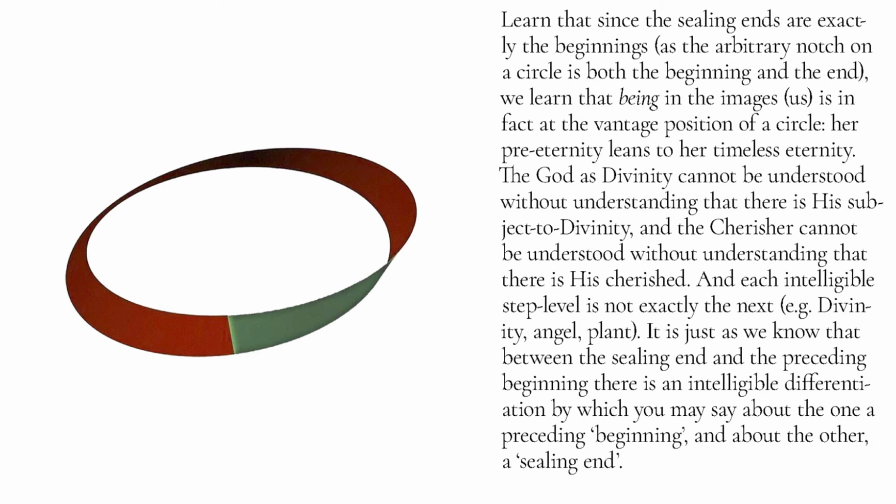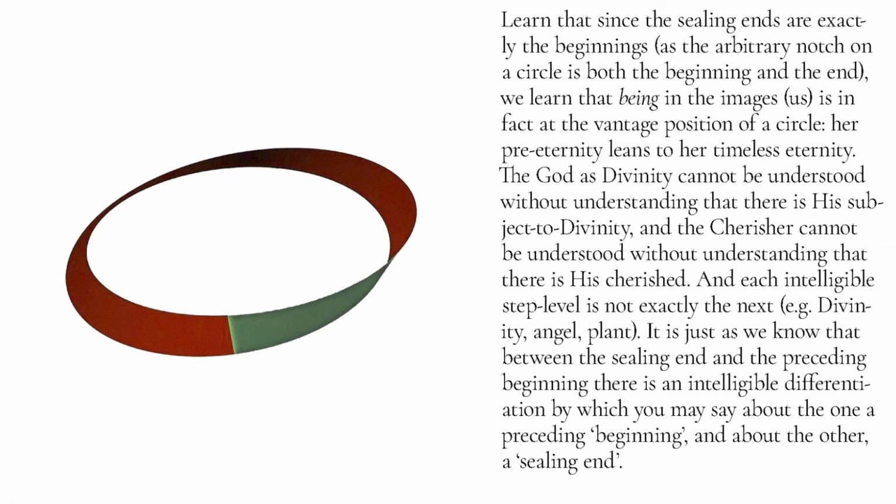Therefore, the God as divinity, so ilaha, cannot be understood without understanding that there is his subject to divinity. So in English, it's like the godded over. And the cherisher, the Rabb, cannot be understood without understanding that there is his cherished, the marbub, the one who is the object of the cherisher.